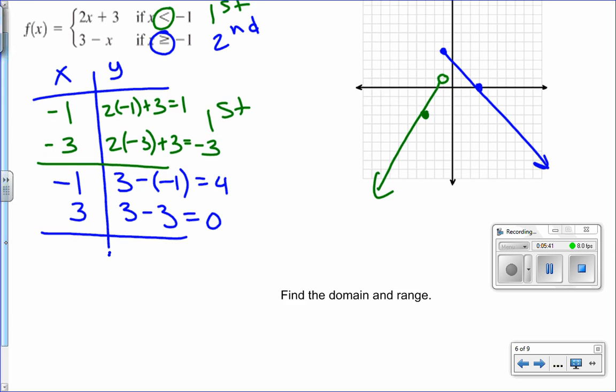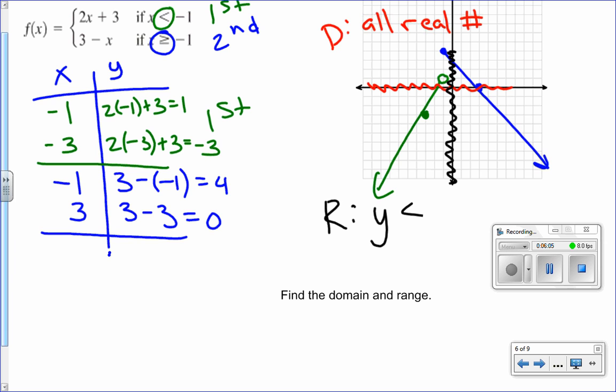The domain is going to look at projecting this onto the x-axis. So notice that all numbers are accounted for. So the domain of this is going to be all real numbers. Looking at the range, we're going to project this onto the y-axis. So the highest y value is 4, and I can see a y value all the way down. So I would say the range, or y value, is less than or equal to 4.